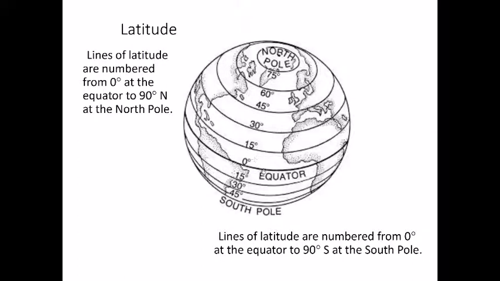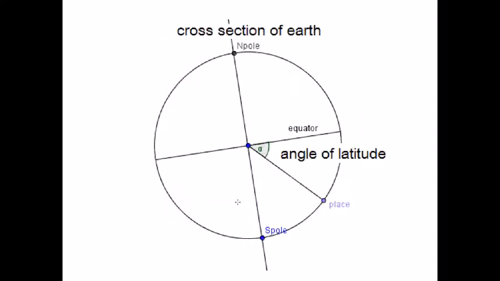It's zero at the equator, and if you go down or if you go up, the angle keeps on increasing such that it is 90 degrees at the north pole and 90 degrees at the south pole as well. Let's see the earlier figure. Any point on the equator would have an angle of latitude of zero. And if you go above or below, the angle keeps on increasing until, at any point which lies on this line, the angle of latitude would be equal to 90 degrees.